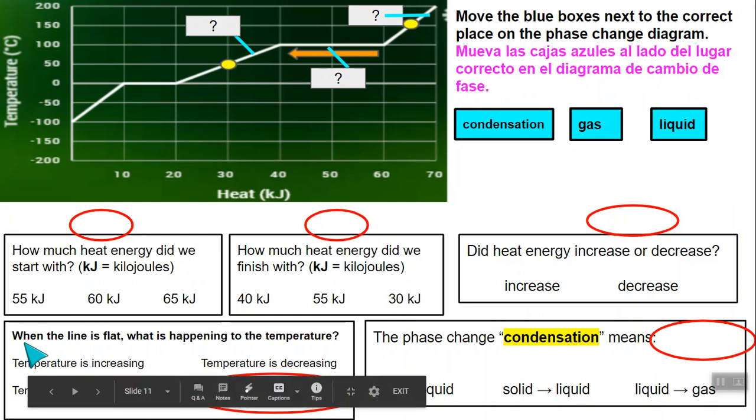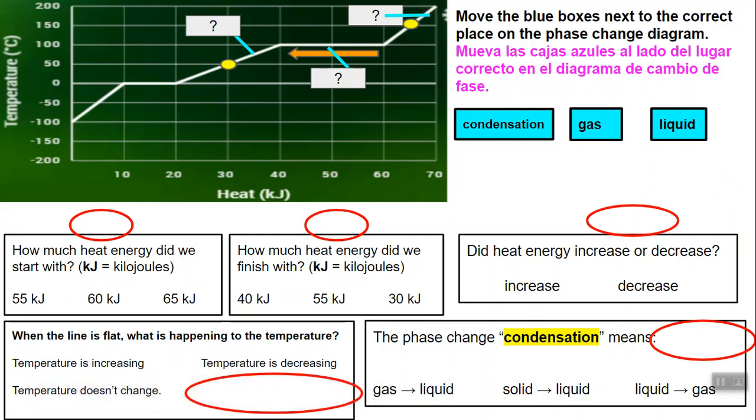Okay, now answer this question. Contesten esa pregunta. When the line is flat, what is happening to the temperature? Cuando la línea está plana, ¿qué está ocurriendo en la temperatura? The temperature is increasing, está aumentando. The temperature is decreasing, está disminuyendo. The temperature doesn't change, la temperatura no cambia. Push pause to answer this question. Pausa el video para contestar esa pregunta.